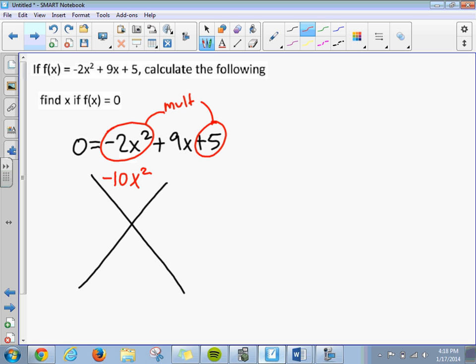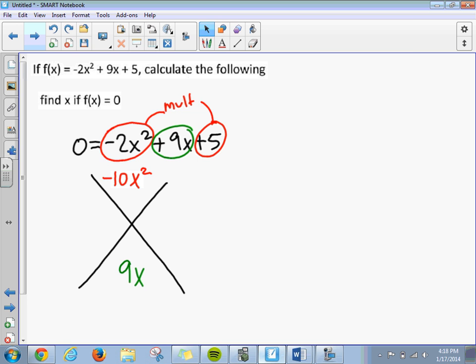Careful of that negative. A common mistake, I think, will be when people forget that there's that negative up front, and then that positive 9x comes down below. So we're interested in what, when multiplied together, is going to give me a negative 10x squared, and when added together gives me a positive 9.